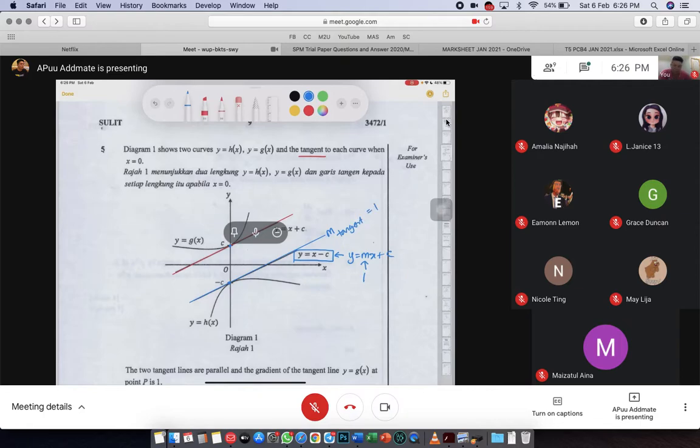Okay? And then this one, the red part, the red line. The red line, same thing. Because the value of 1 is here, therefore the gradient of the tangent for your gx, the tangent of your gx is also equal to 1. Alright. Is that so far okay? Can follow?